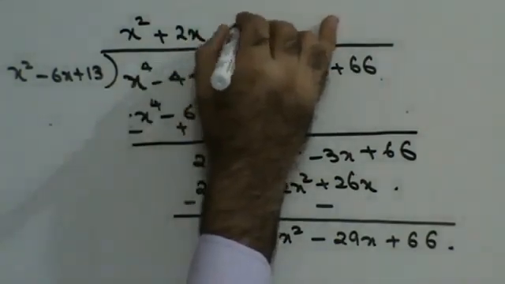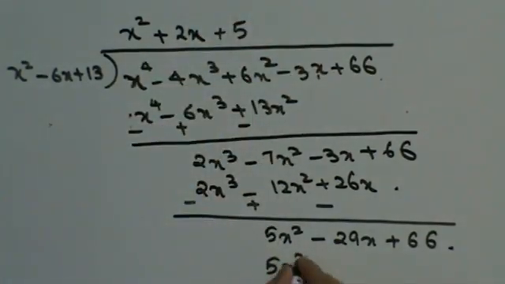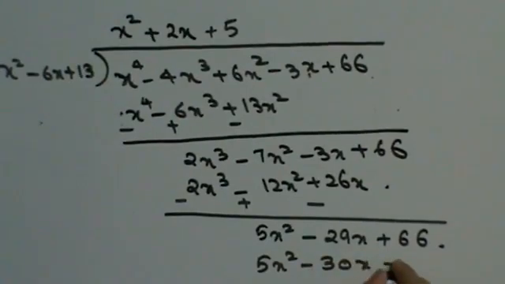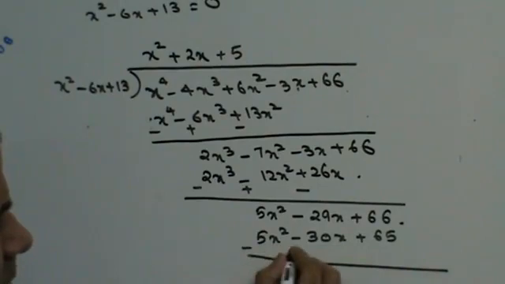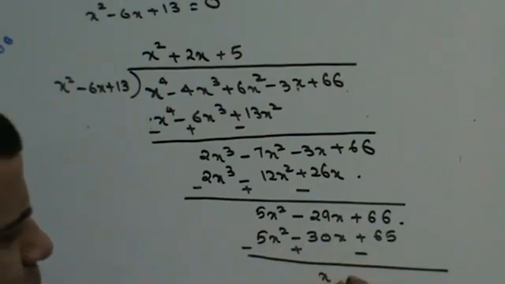I'll multiply x square with 5, so you will get 5x square minus 30x plus 65. All the signs become reversed. So in that case you will get x plus 1.